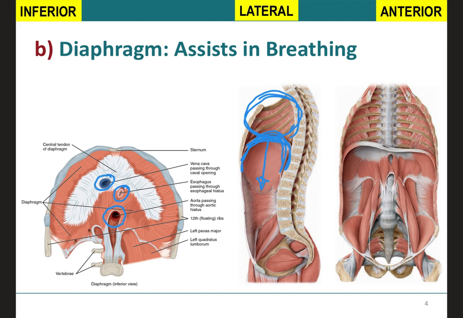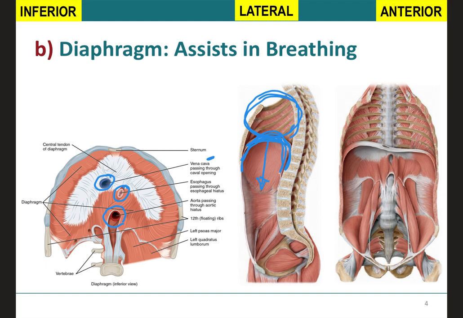Caval, because the vena cava, which is more specifically the inferior vena cava, is bringing the blood from the abdominal cavity all the way up to the thoracic cavity to drain into the heart, will be passing through this opening. So that will be your caval opening.